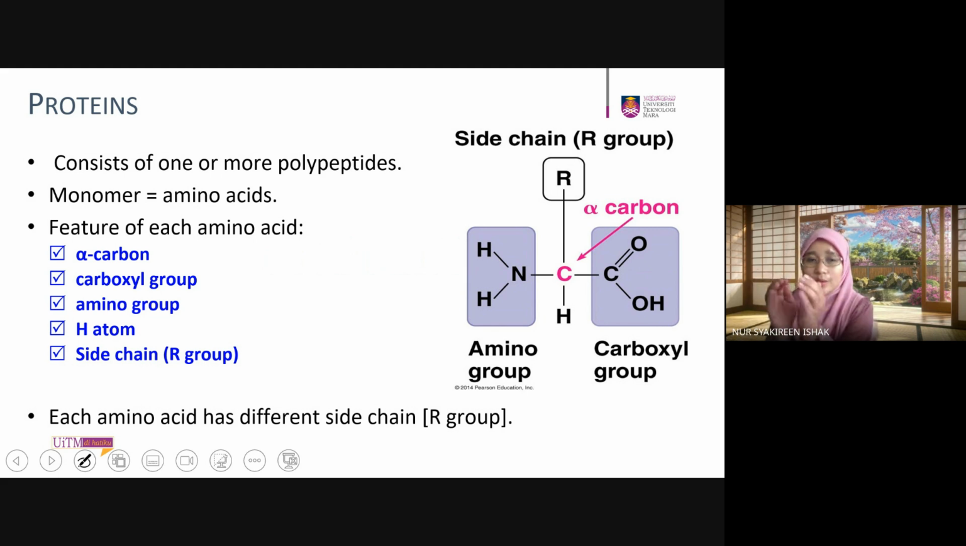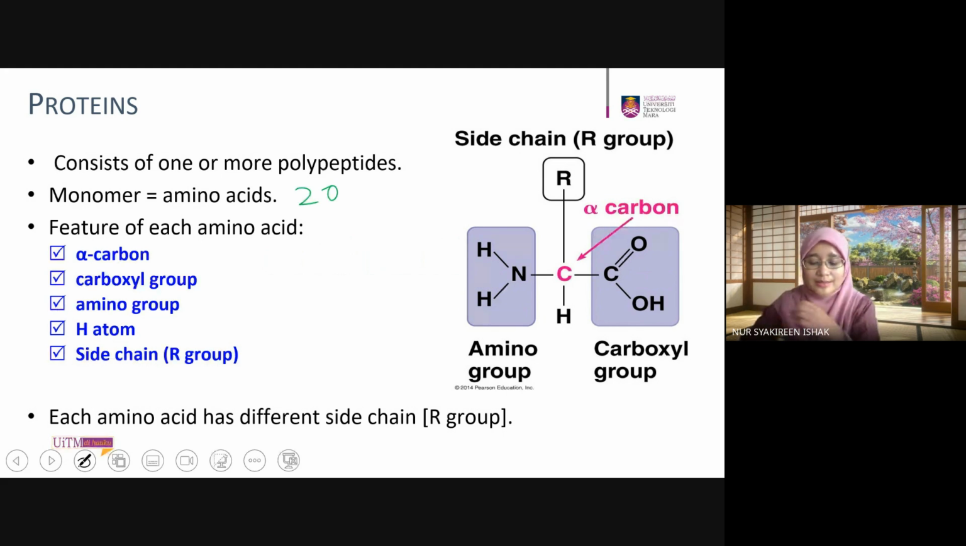A protein molecule can consist of only one polypeptide chain. It can also consist of the interaction between several polypeptide chains. Okay, so the monomers for the protein are the amino acids. So there are 20 different amino acids.